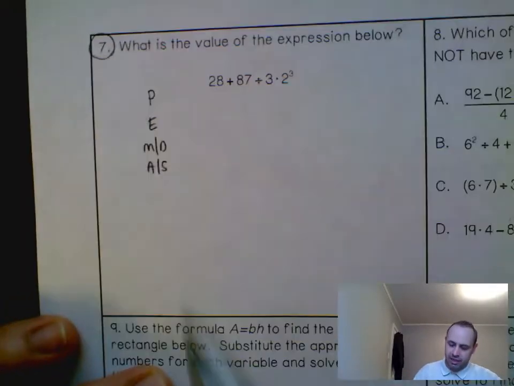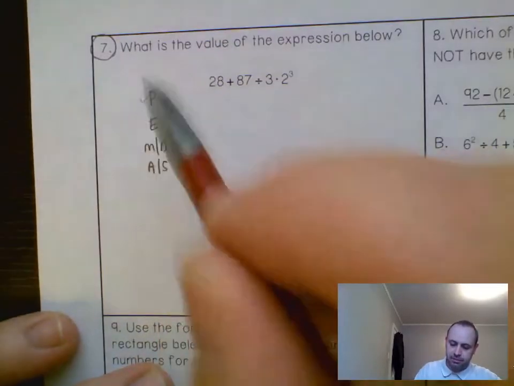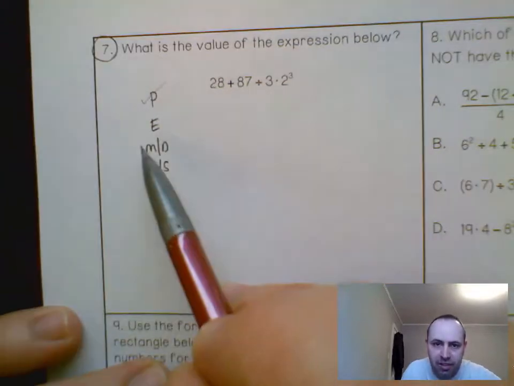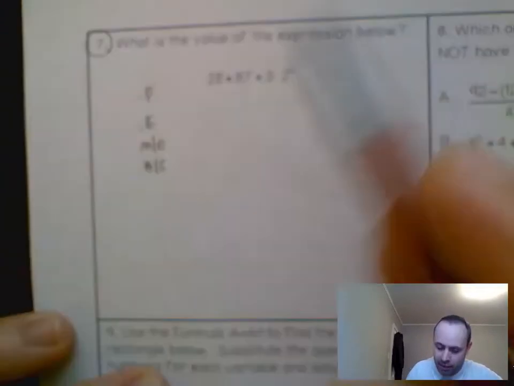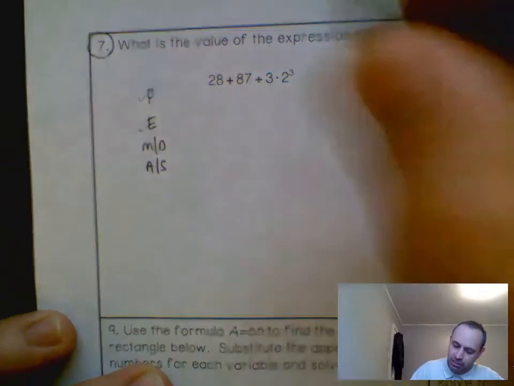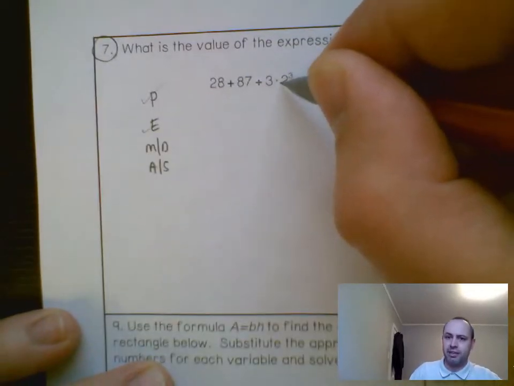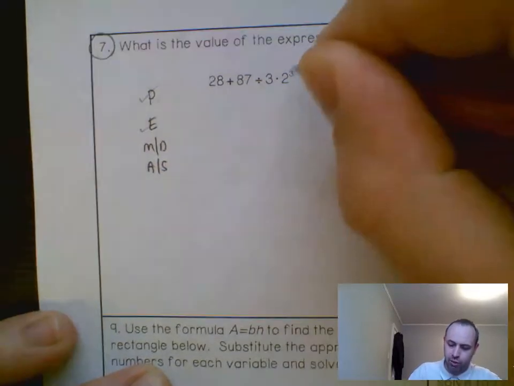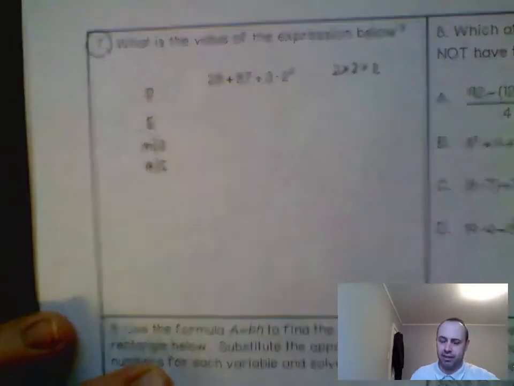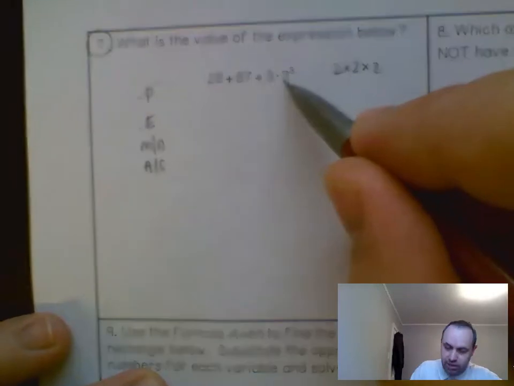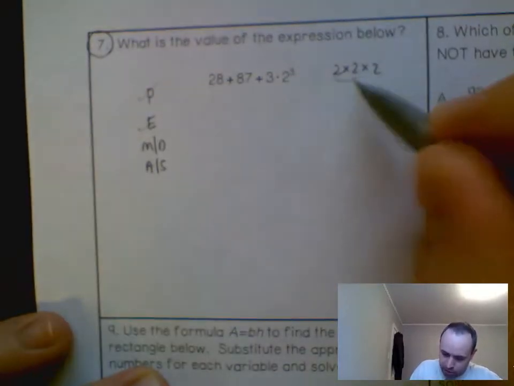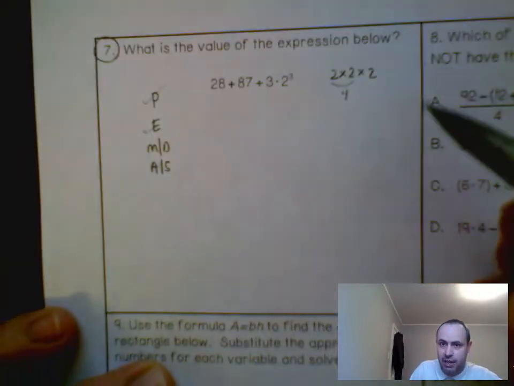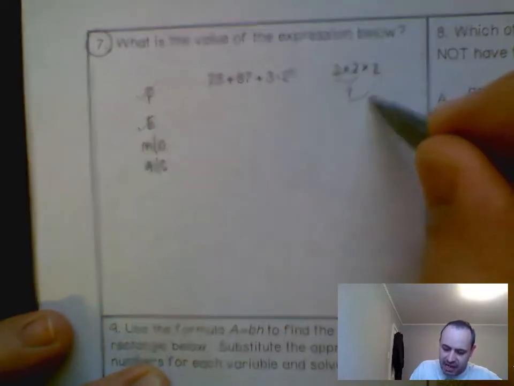Okay, so in this case, there's no parentheses. There are some exponents. Okay, so 2 to the third. Let's think about what that means. That means 3 of these things. So it means 2 times 2 times 2, or 3 of these things multiplied together, I should say. So 2 times 2 times 2. Well, 2 times 2 is 4, right? And then 4 times that last 2 is 8.